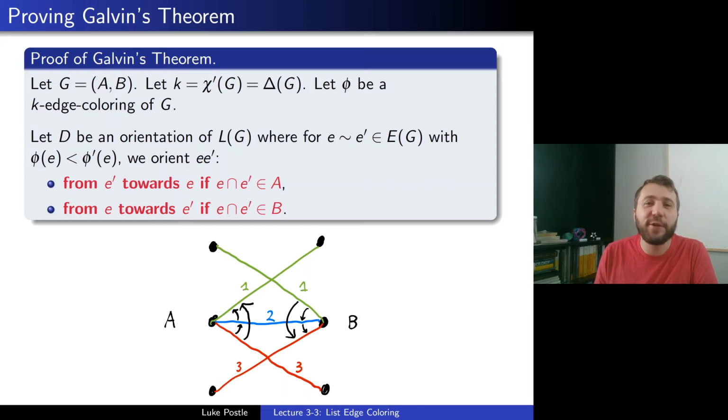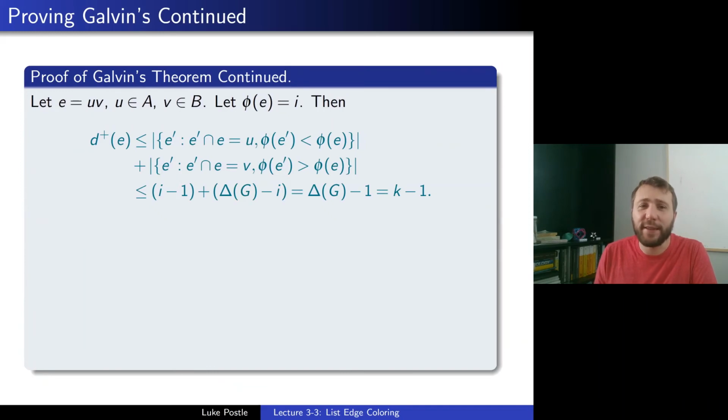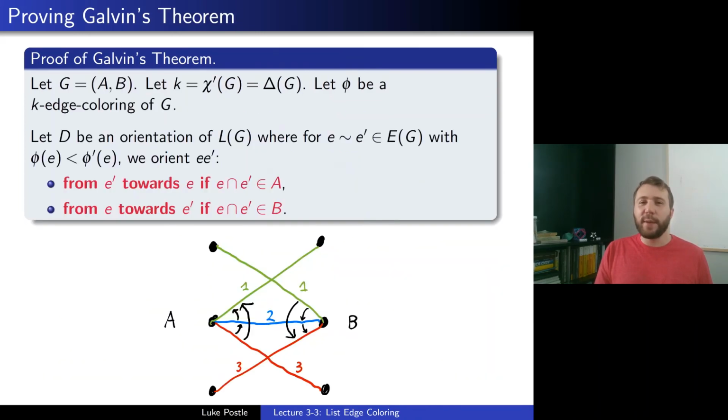Now we just have to show that this orientation satisfies the conditions of the kernel perfect lemma. So let's think through that. Let me have an edge E, let's call it UV, where U is in A and V is in B. And let's have the color of E be I, for some I between 1 and K. Then what's the out degree of this edge E? So think about the out degree. Maybe go back to the old picture and look at the edge 2 in the middle there.